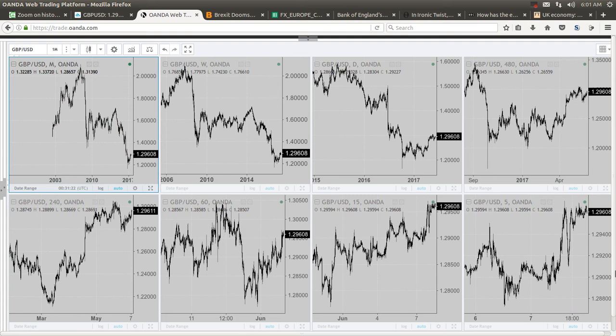All right, now let's move on to the fundamental justification for this view. How do I justify my expectation that the cable is going to react to the upside so much, to recover so substantially? So let's look at what got us here. The most important point of departure is to look at the Brexit vote and the price action after that.